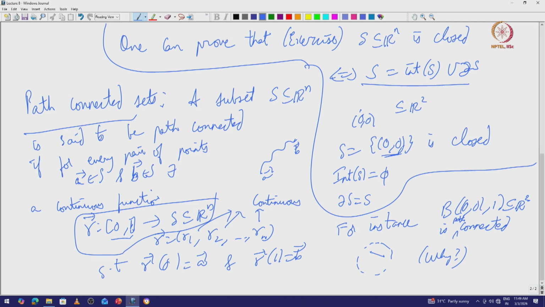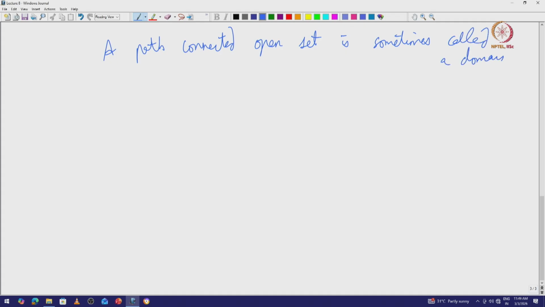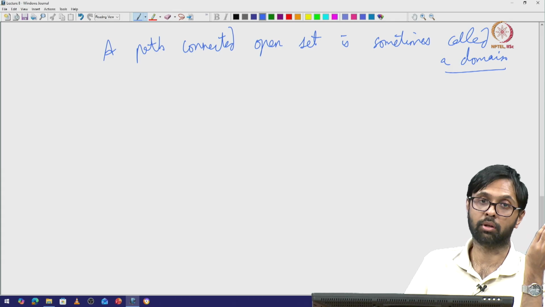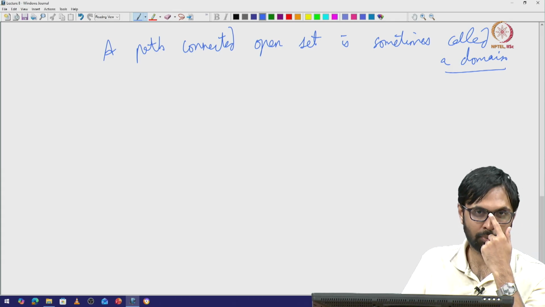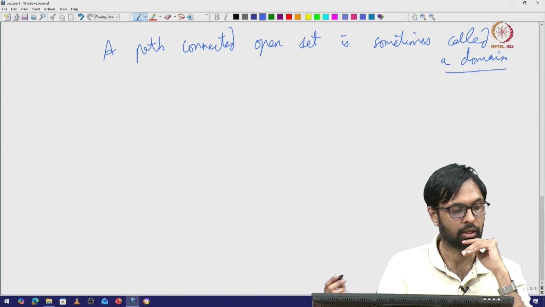Right. So a path connected open set is sometimes called a domain. Why is it called a domain? Because it's a good candidate for the domain of a definition, for the domain of a differentiable function, for example. That's why it's called a domain. So when I say a domain, I typically mean a path connected open set.